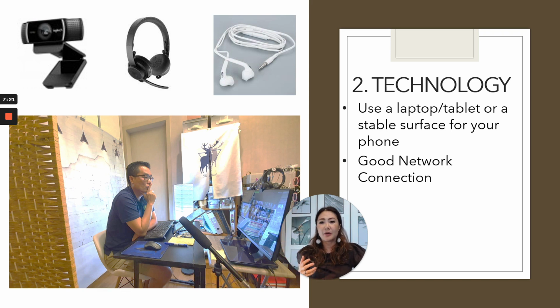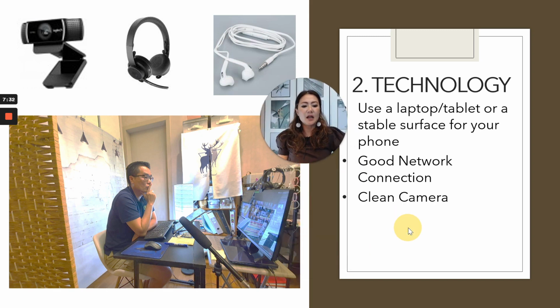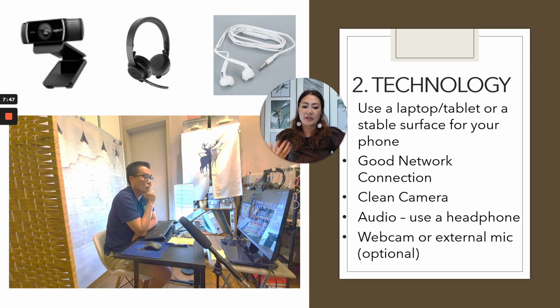You need a good network connection. I know some places it's hard, especially if you live in other parts of the world, so the network may not be very good. But make sure you clean your camera. Sometimes from touching it, it gets blurry, so make sure it is clean and not blurry at all. Use headphone audio or an external mic. A webcam or external mic is optional.